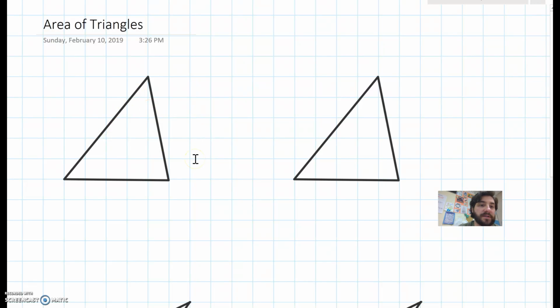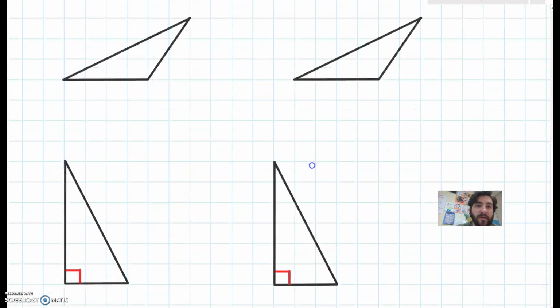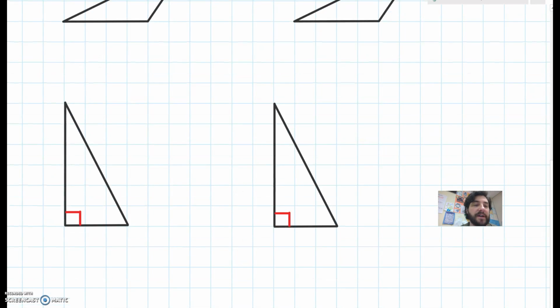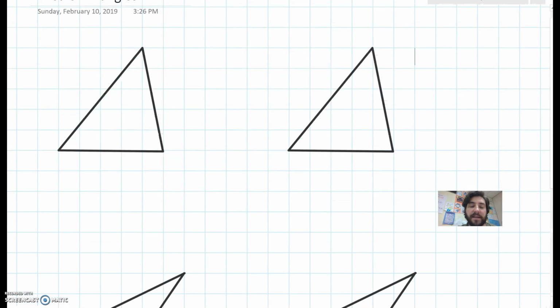So I've got this shape. We've got an acute triangle, an obtuse triangle, and I have two of them. I'll show you why we're going to look at the area in a couple different ways. And then we've got a right triangle down here. So the right triangles, obtuse triangles, and then the acute triangles.